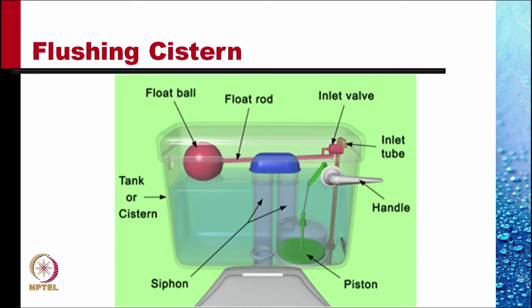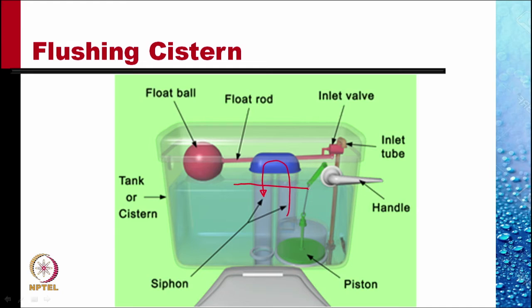Many of the flushing cisterns in your toilet work on the principle of siphon. There is a cistern that holds water because of a float valve, and there is a siphon tube that runs like this. The water level is maintained at a level up to here such that there is air on top at the siphon tube.